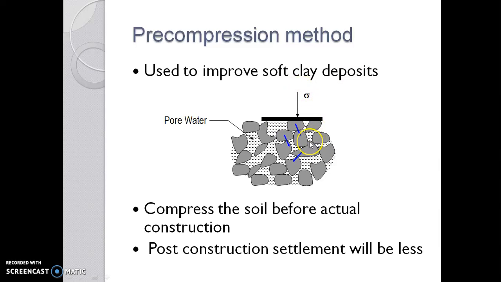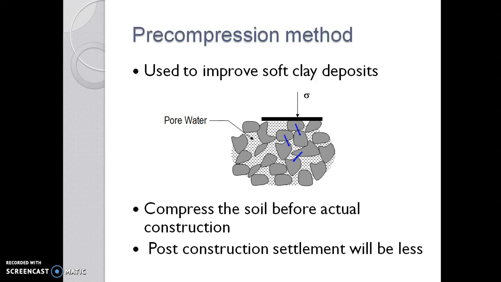In the case of clays, the permeability of clay is very, very less. So movement of water will also be with very less velocity, and hence it takes a long time. And all this time, the soil will slowly settle. So if we construct a structure on soft clay, the settlement process will continue for a long time due to the removal of pore water. And the settlement also is going to be excessive or beyond the permissible limits.